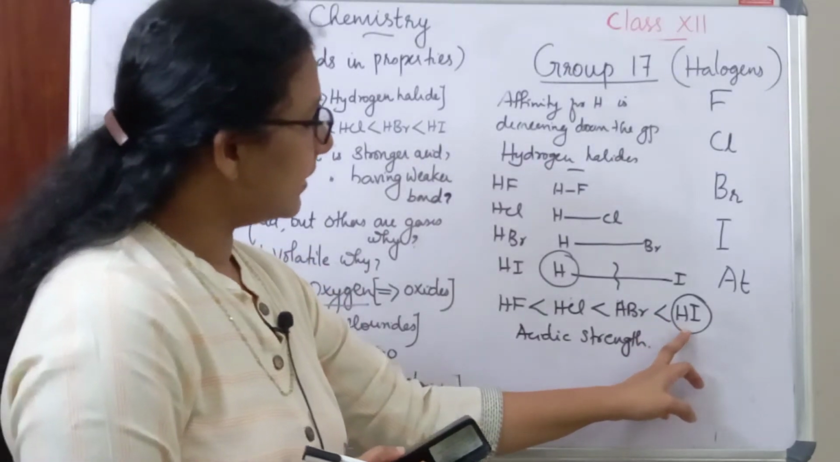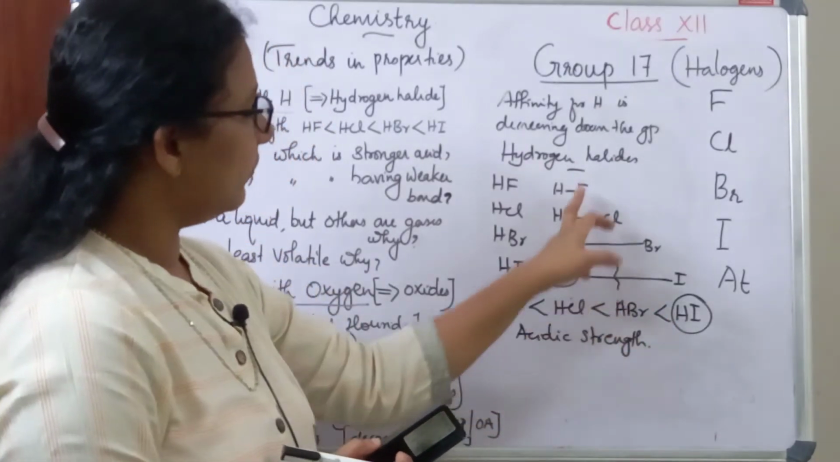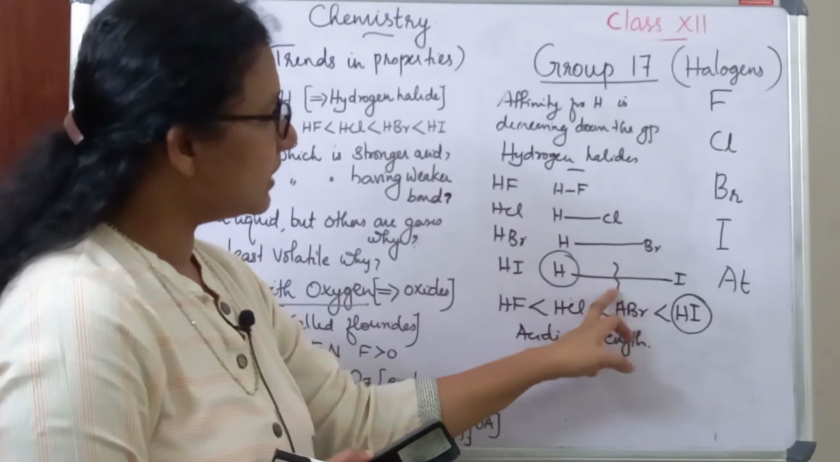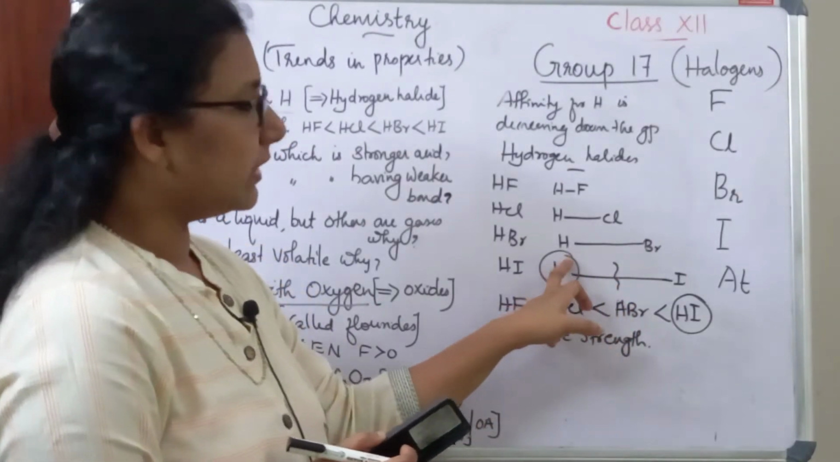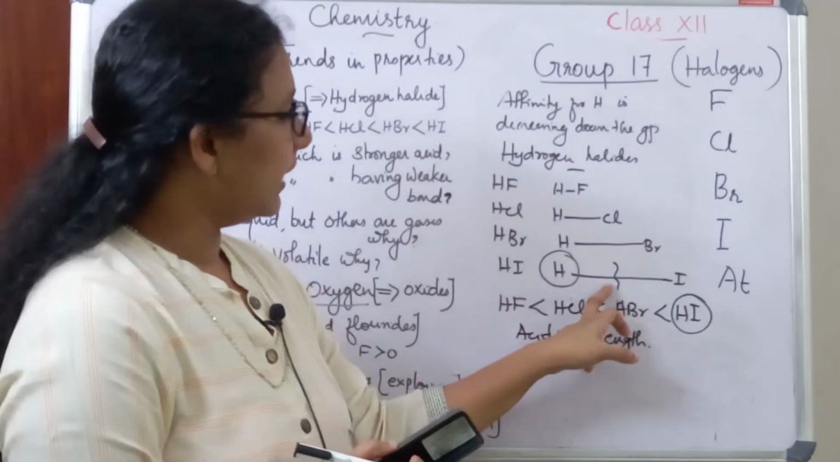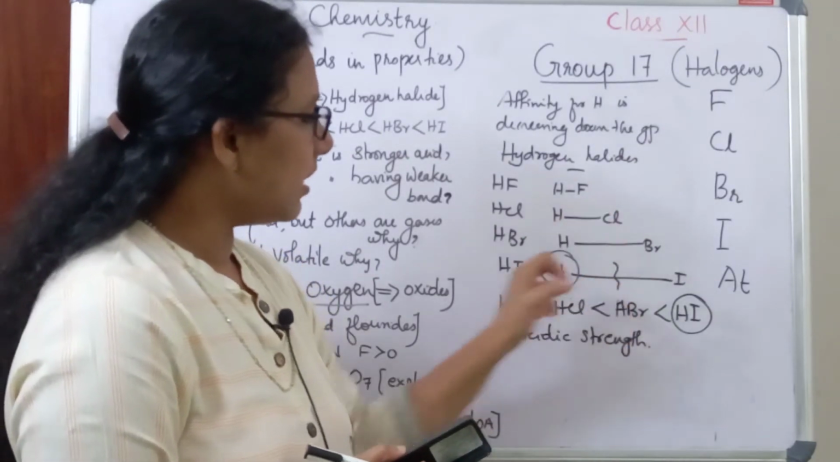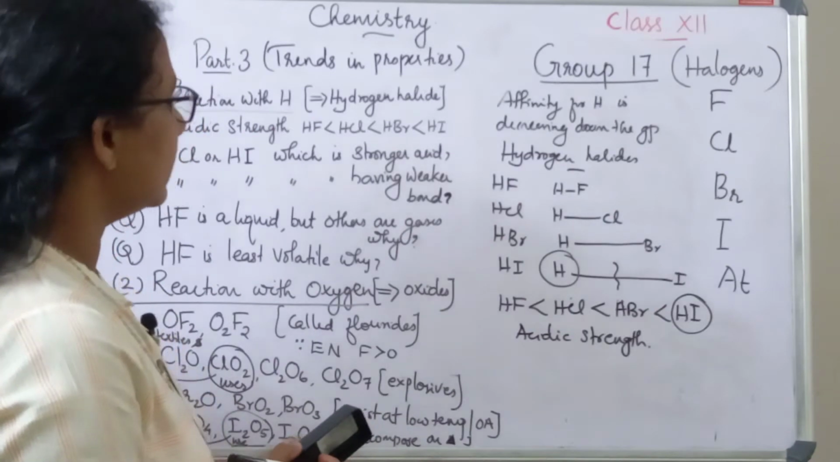So acidic strength depends on the bond length. When bond length increases, bond dissociation enthalpy decreases. So it is easy to break the bond and H plus release will be easy. So we can say the acidic strength increases down the group. This is the order of acidic strength.